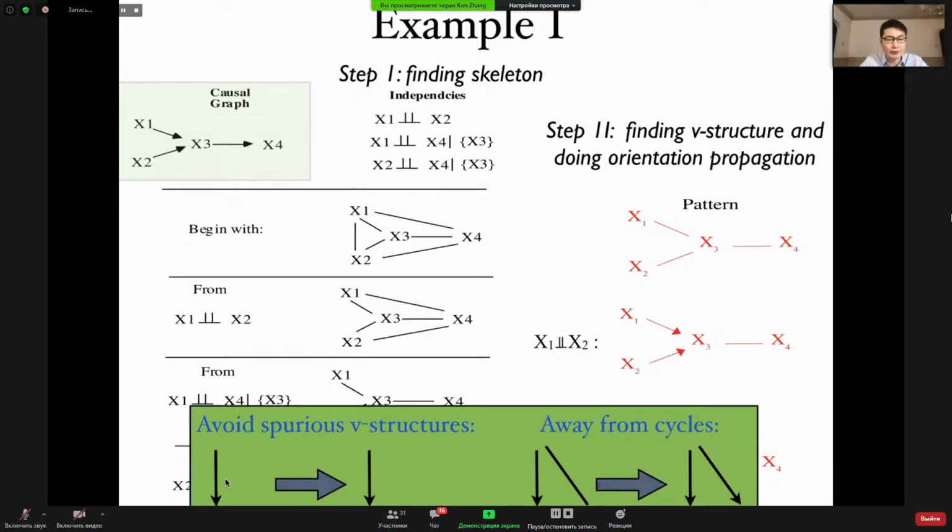The first one is to avoid fake or spurious V structures. I know this direction. I don't know this direction right now, but I know this is not a V structure. Why? Because all V structures were already discovered at the beginning of step 2. Then I have to orient this guy this way, because otherwise I'm going to have a fake V structure. And this is away from cycles. Right here, I know this direction, and then for this one, I have to go this way, because otherwise I'm going to have a cycle violating the assumption of DAG, directed acyclic graph. Later, you can see how we can deal with cyclic graphs with loops. But right now, we assume the graph is acyclic.